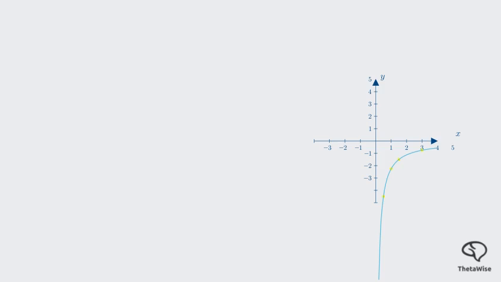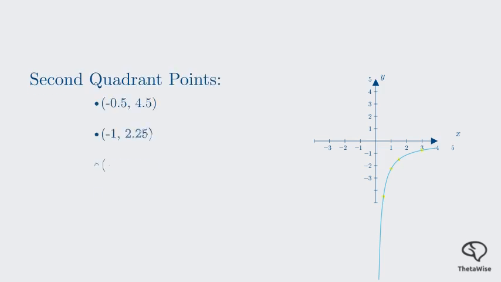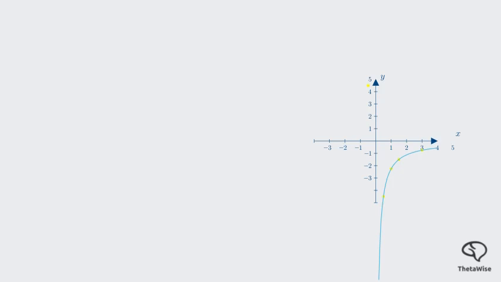To complete our sketch, we need the second branch in the second quadrant. We'll use the property of symmetry. Using symmetry, the points in the second quadrant are (-0.5, 4.5), (-1, 2.25), (-1.5, 1.5), and (-3, 0.75). Plot these points and sketch the second branch. It should be a symmetric image of the first branch, also approaching the axes. Label your final graph with the equation xy equals negative 2.25. You are now proficient in sketching rectangular hyperbolas.